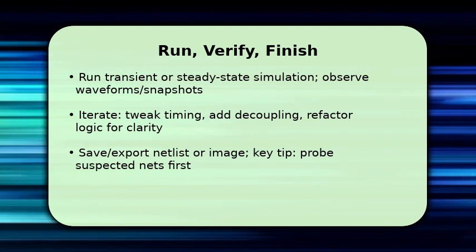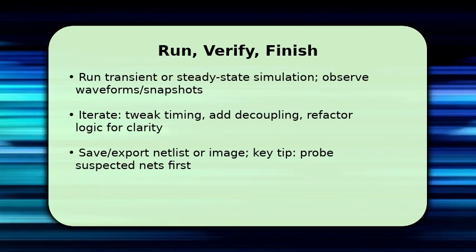If things go wrong, probe suspected nets first to isolate where signals diverge. This targeted check is faster than redoing the entire circuit and usually pinpoints the problem.